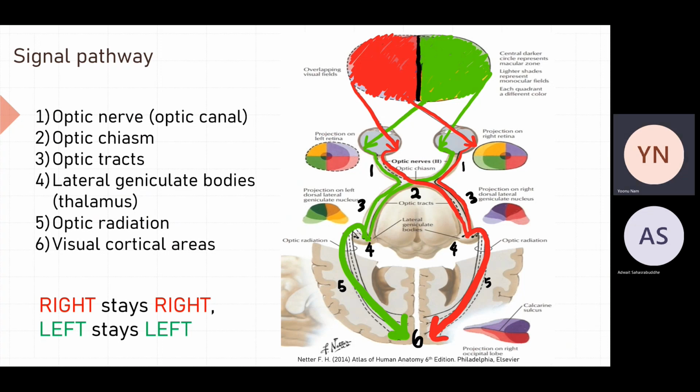Then comes 3. Once the signals have crossed over to their respective sides, they then form an optic tract. 4. These signals travel around the peduncle and they arrive at the fourth order neuron located at the lateral geniculate body, which is part of the thalamus. Number 5. These then follow the optic radiation, and 6, finally terminates at our primary and secondary visual cortical areas located at the occipital lobe.